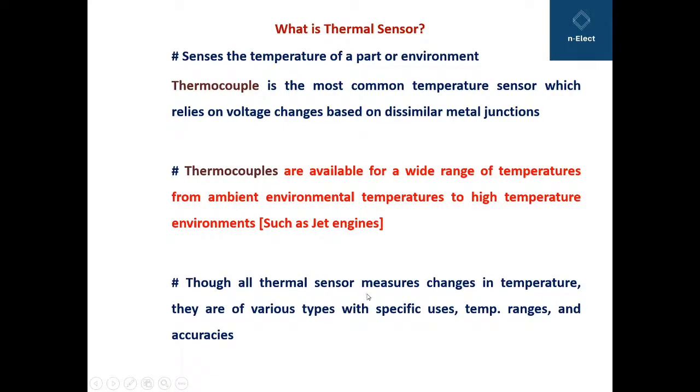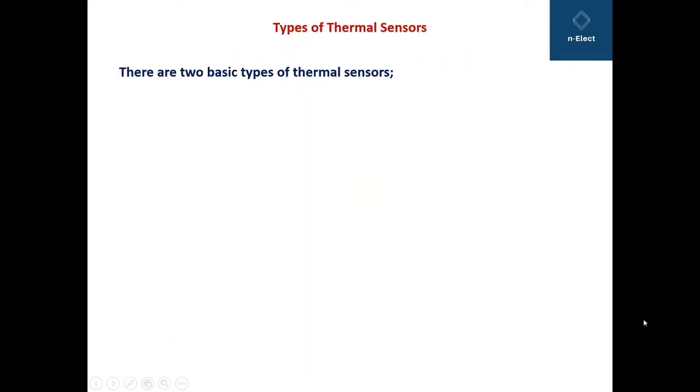Though all thermal sensors measure changes in temperature, they are of various types with specific uses, temperature ranges, and accuracies. I mean, these are the different parameters associated with the different thermal sensors. Types of thermal sensors: there are two basic types of thermal sensors.